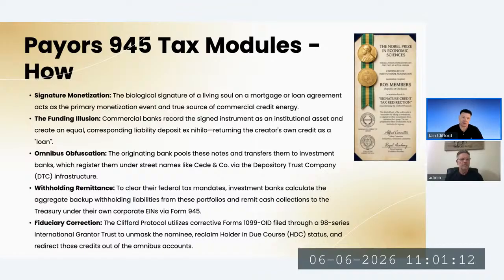So how does the 945 tax module work? Well, basically, it's all of this human energy. If you take all the investment banks, they're paying billions and billions of taxes, between 50 and 100 billion a year. That should really all be on the 945 tax modules, but they don't. They disguise it. They pay taxes on the other tax modules. They pay some tax on the 945 tax module.